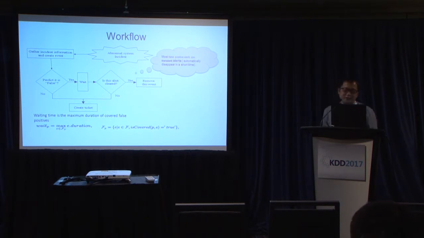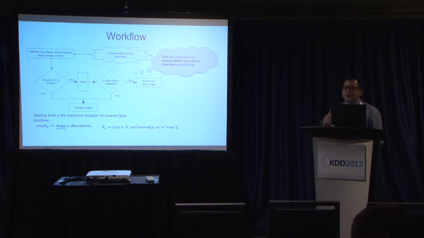We still build a classifier, but we have a small trick here. Given alerts, we're still going to build a classifier trying to predict, is this a false alert or not? If it's not a false alert, we're going to create a ticket. If it's a false positive, what we do is wait a little bit. We're waiting to see, does this alert automatically disappear? If not, we're going to create a ticket. If it disappears, let's just remove this event.